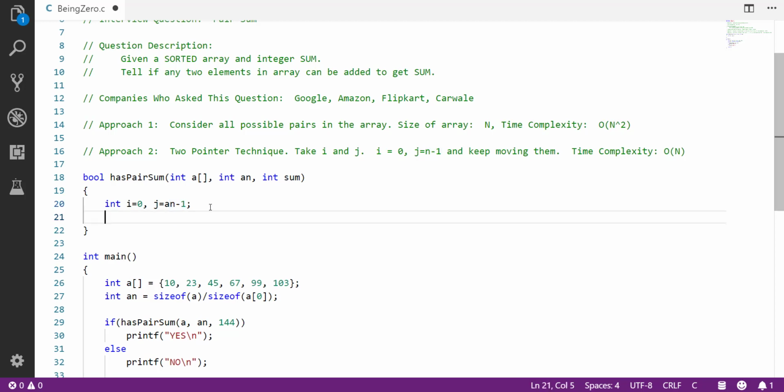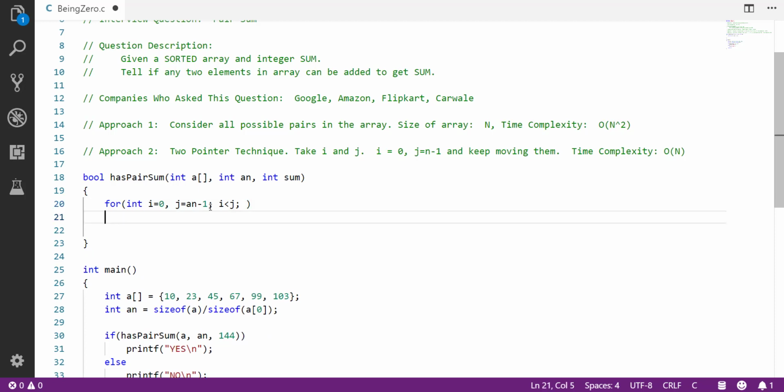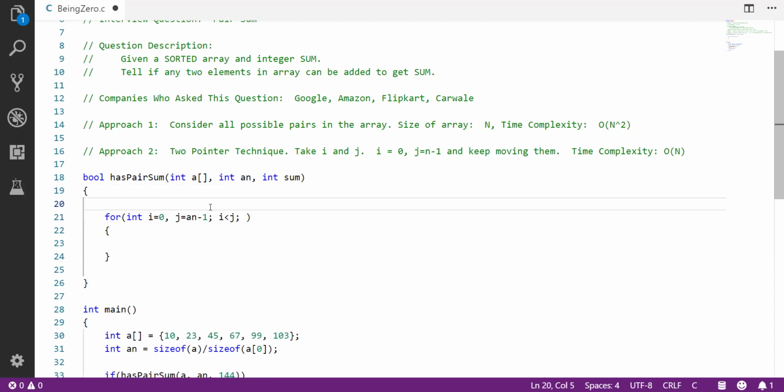Now let's write a loop. We could have done this inside the loop. So let's say for int i = 0, j = n minus 1, and keep going till i is less than j. The i plus plus and j minus minus we will take care of inside the loop. So essentially, what I have done is initialize i and j with the start and last element of the array. Until what time will we continue?